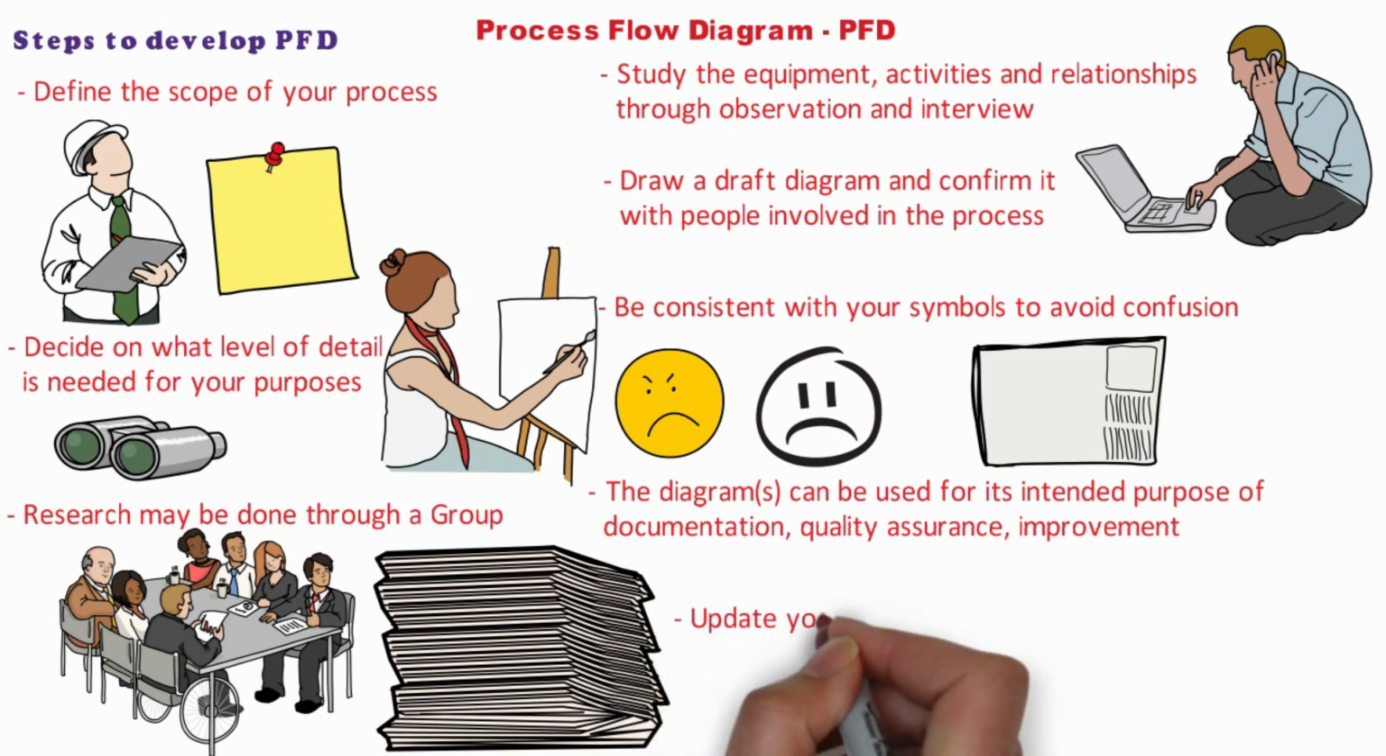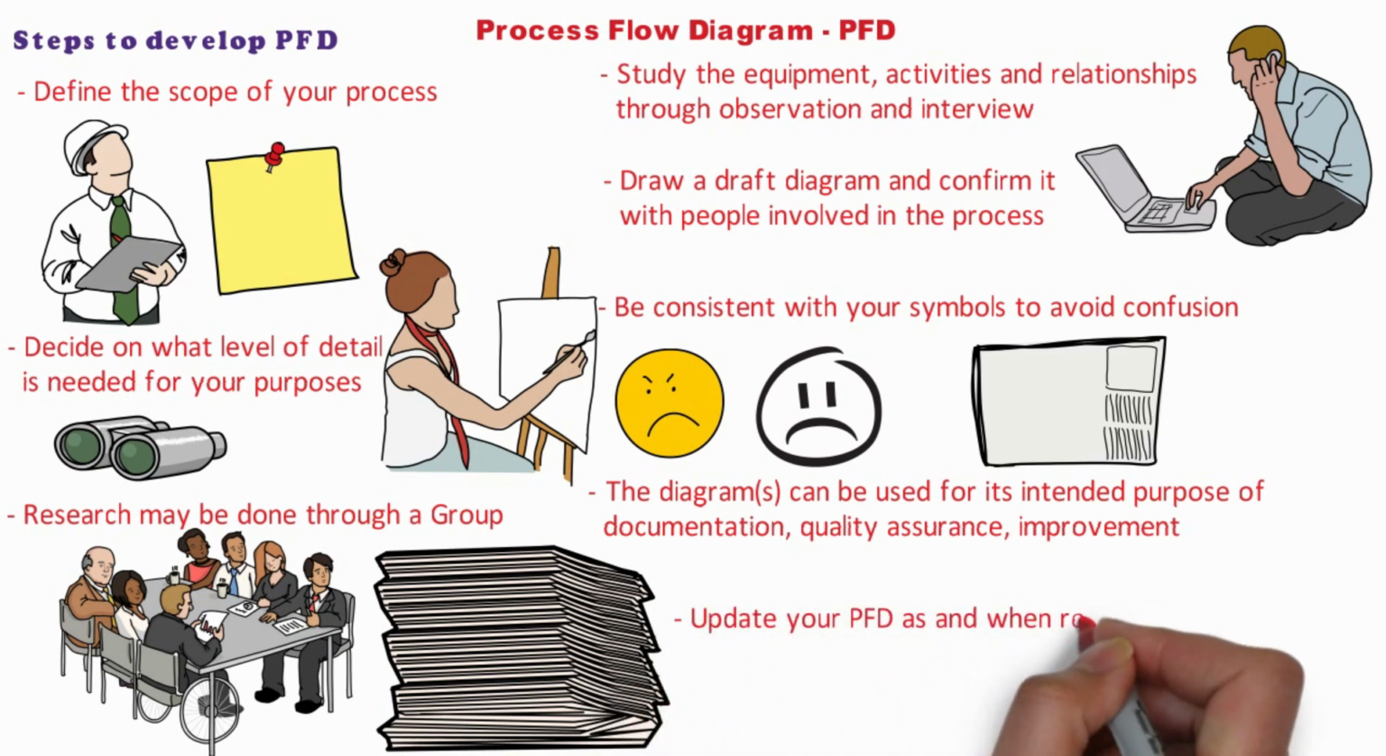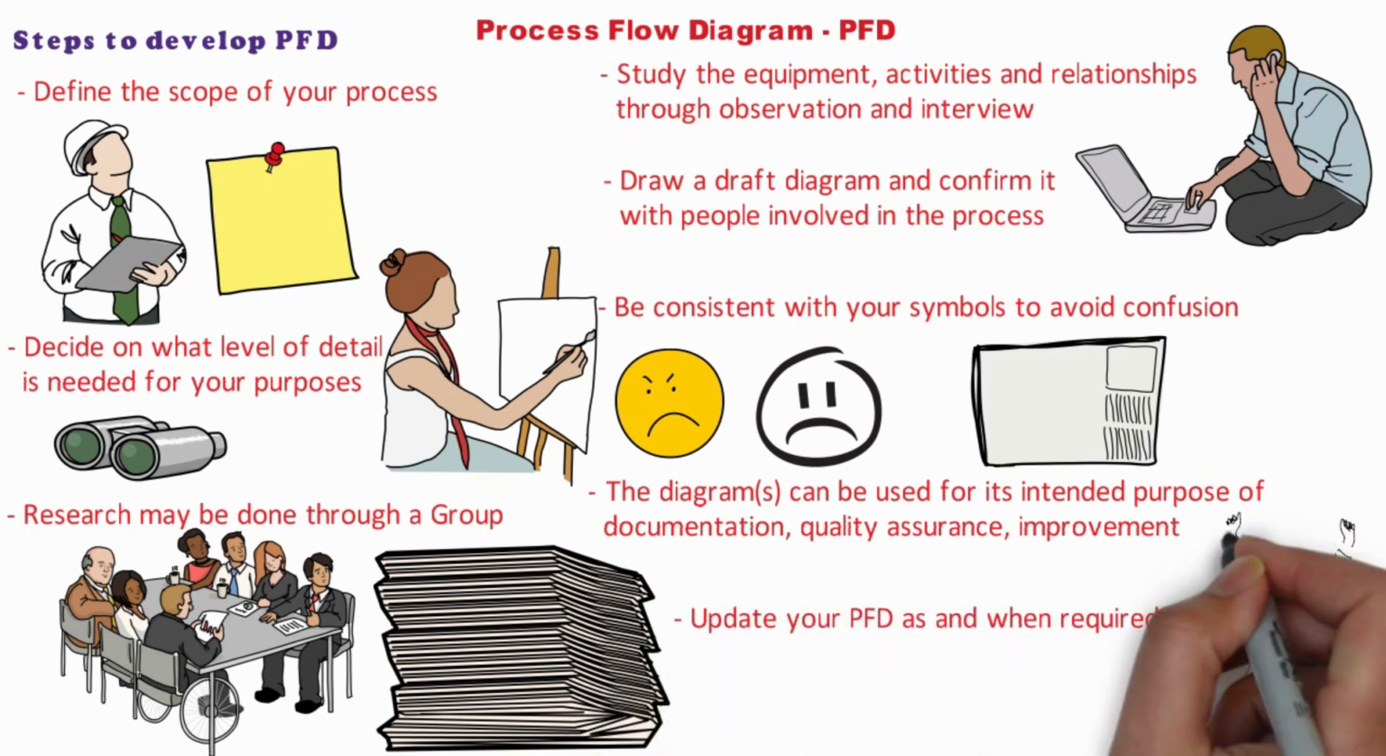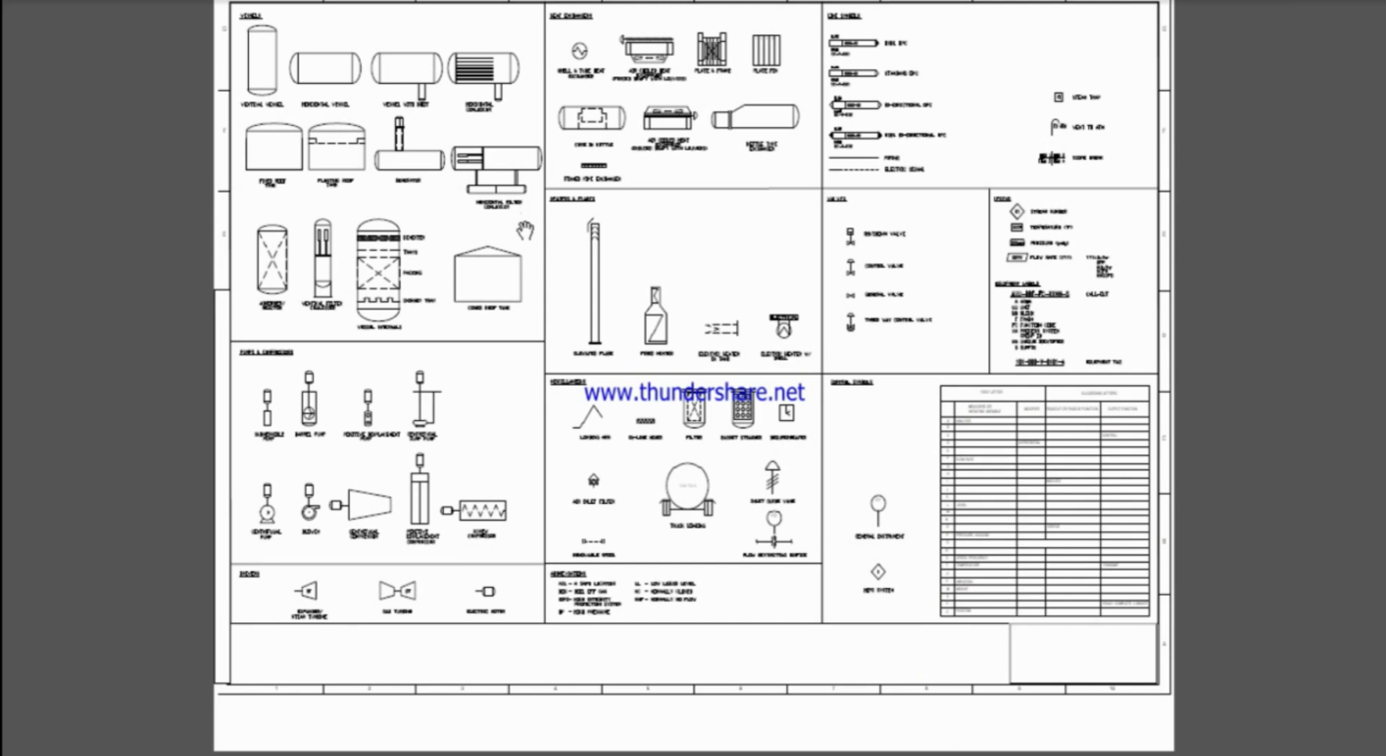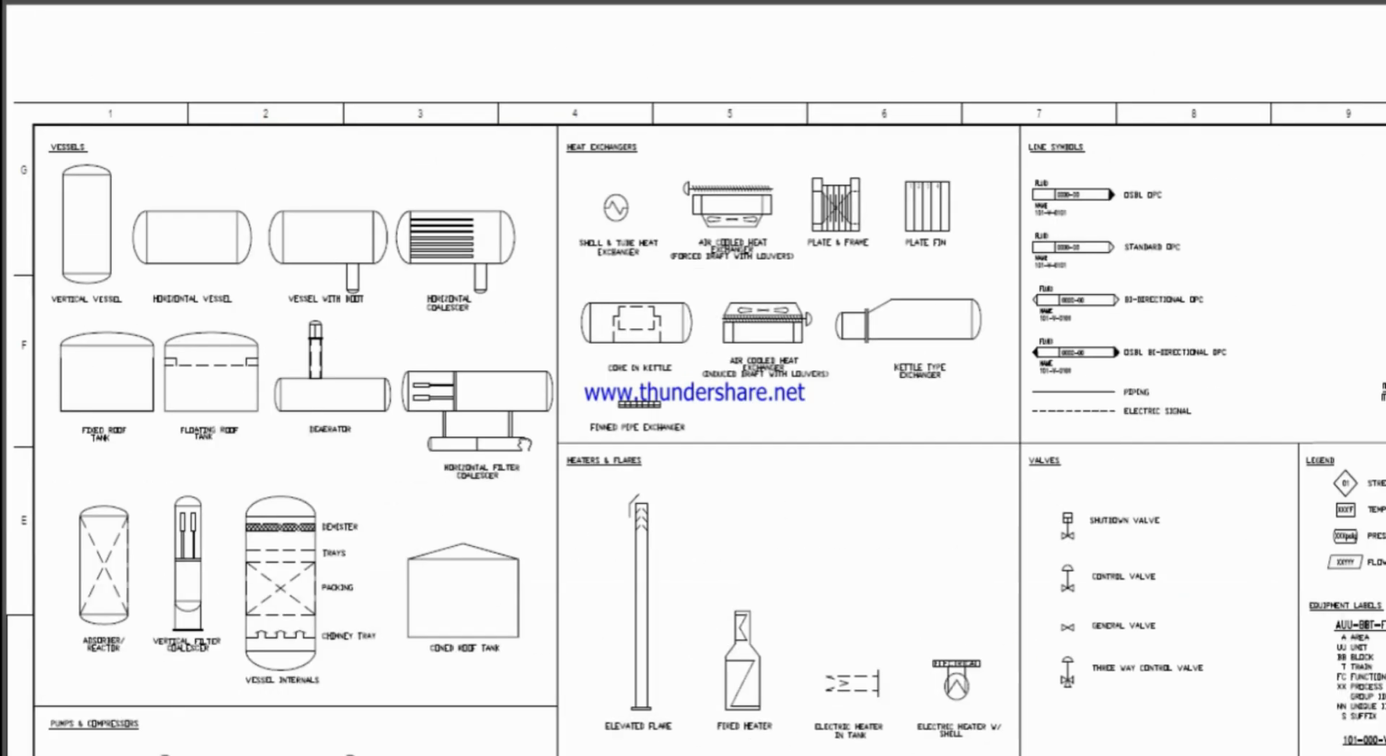Eighth, update your PFD as and when required based on information or requirement change. Now, let's look at some process flow diagram examples. The very first sheet should always be the legend or symbol sheet, or maybe a number of sheets for legends. Here you can see a typical legend sheet.